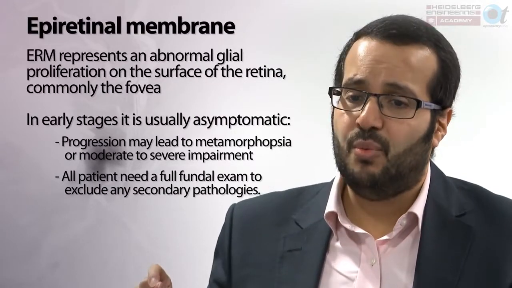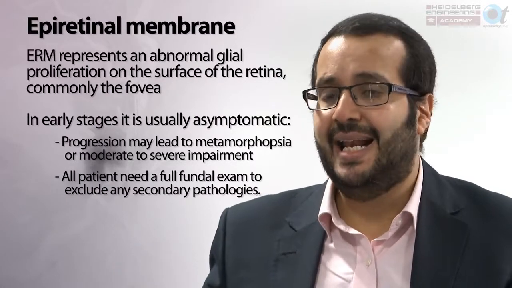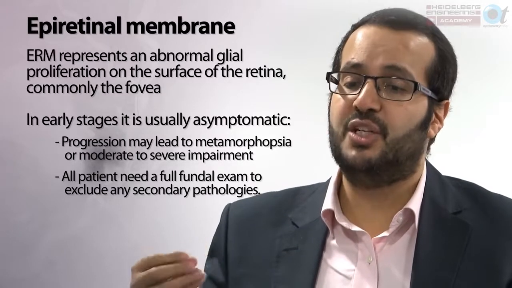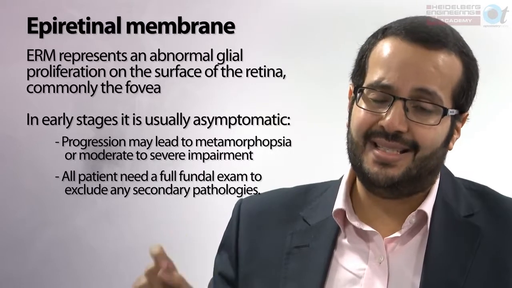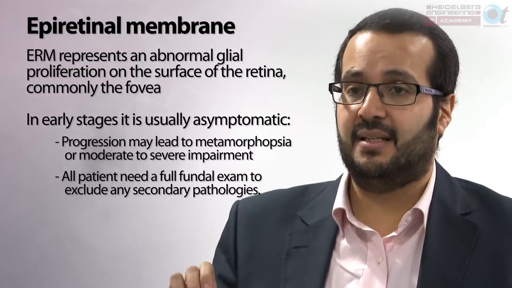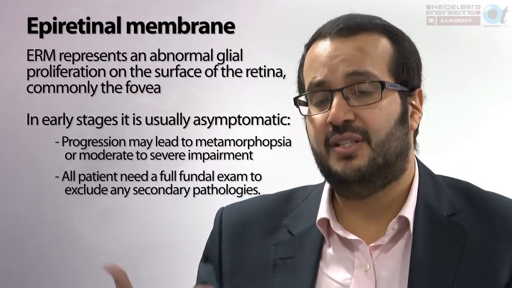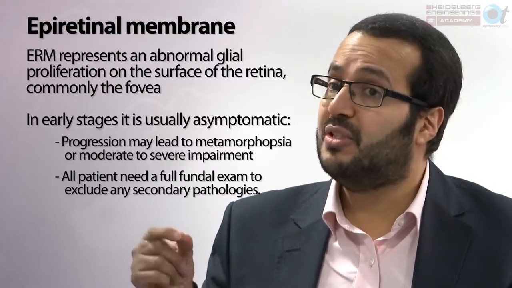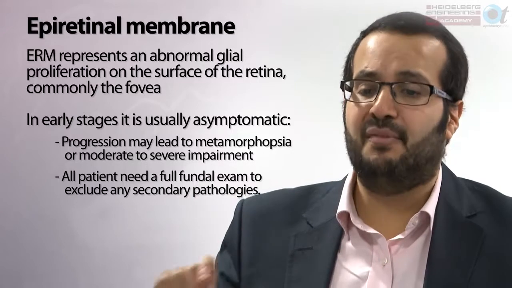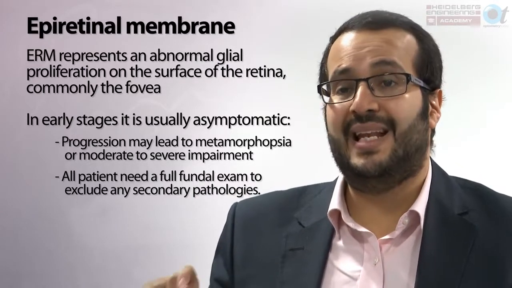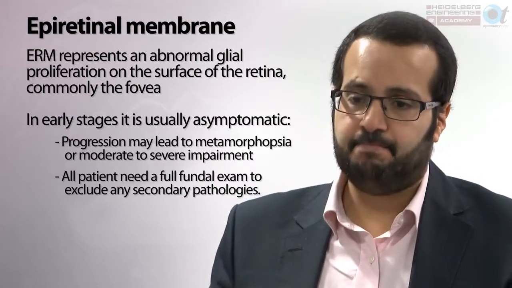What is epiretinal membrane? Well, it represents an abnormal glial proliferation on the surface of the retina, commonly the fovea. And in its early stages, it's usually asymptomatic. But progression may lead to metamorphopsia or moderate to severe impairment. And all patients with epiretinal membrane need a full fundal exam to exclude any secondary pathologies.